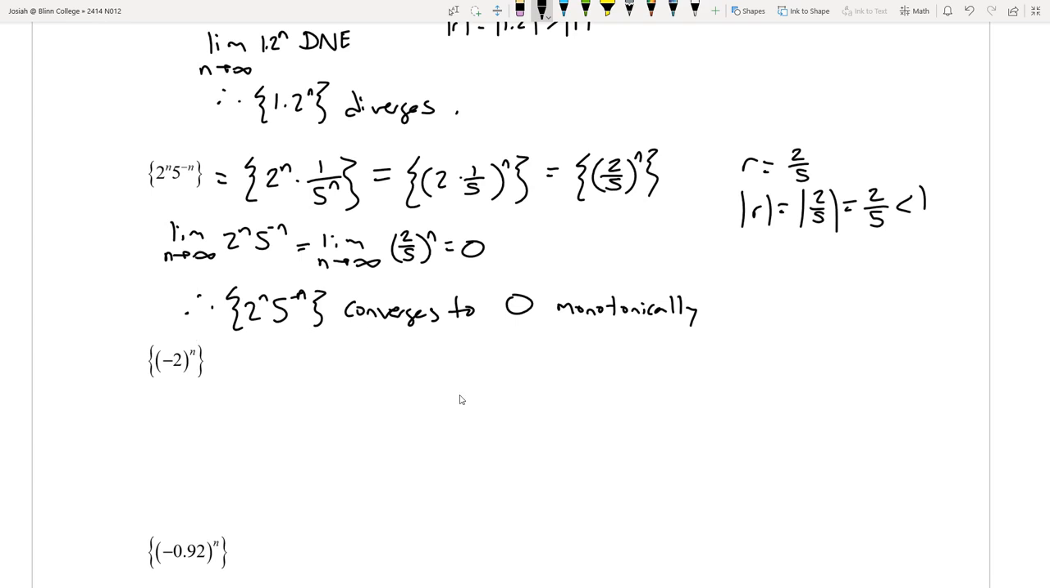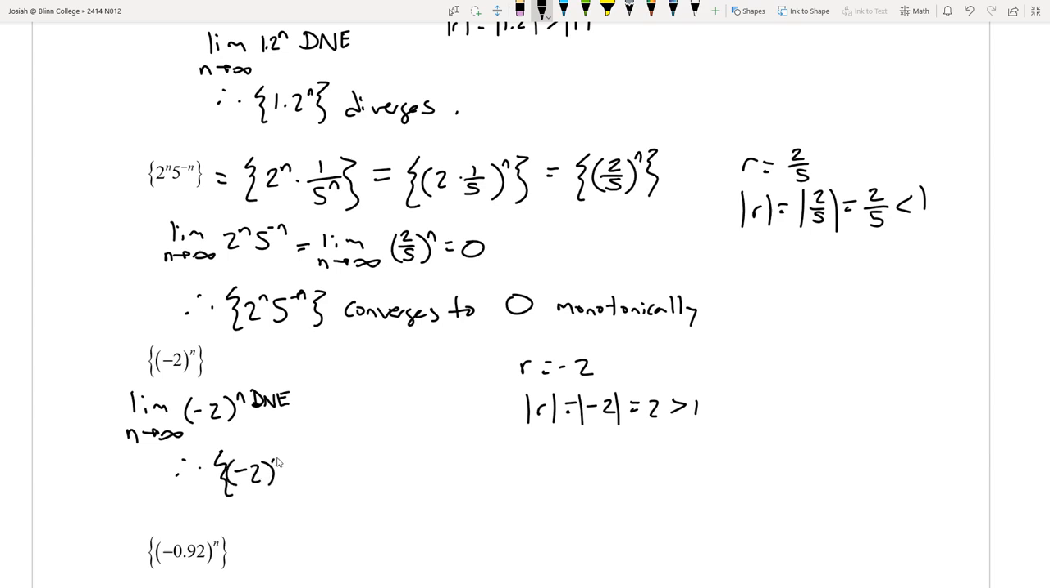Our next guy here, our r here is -2. Absolute value of r is the absolute value of -2, which is 2, and that's greater than 1. Which means that the limit as n tends to infinity of this guy does not exist. And since that does not exist, therefore, our sequence here diverges.